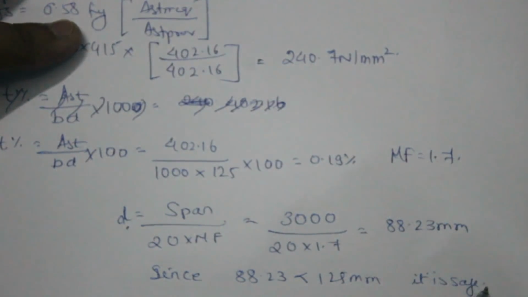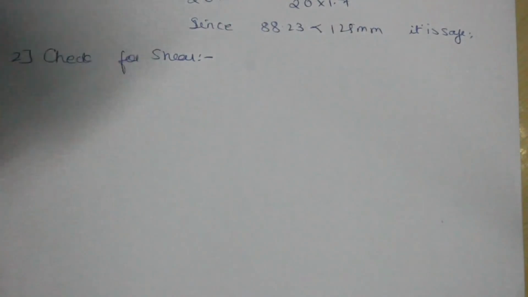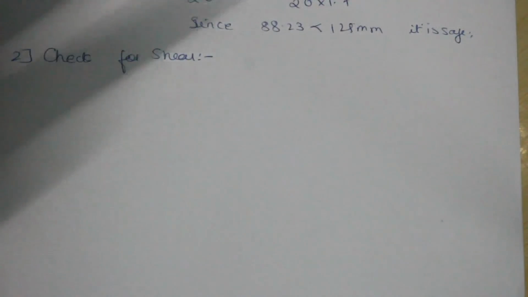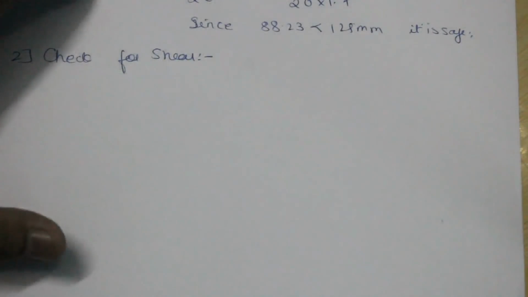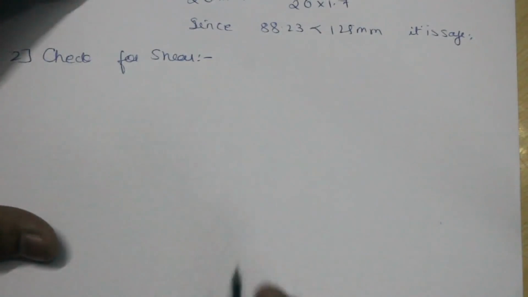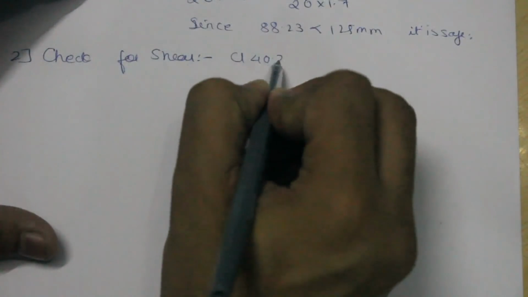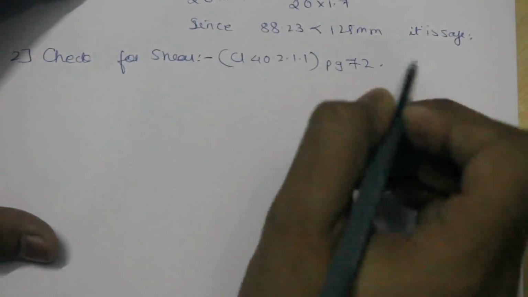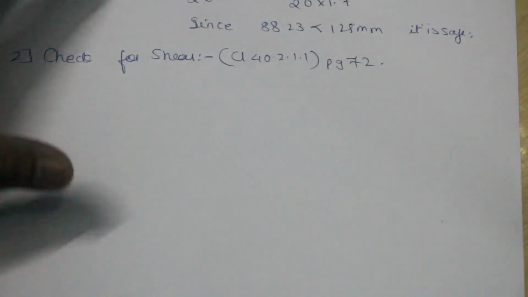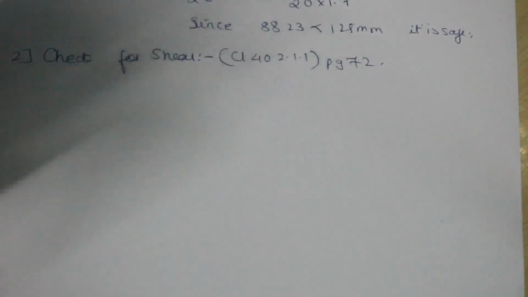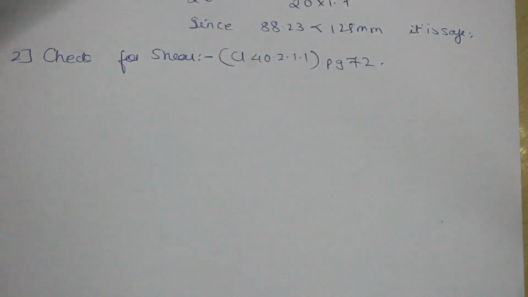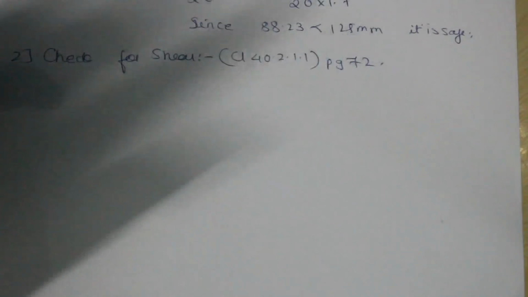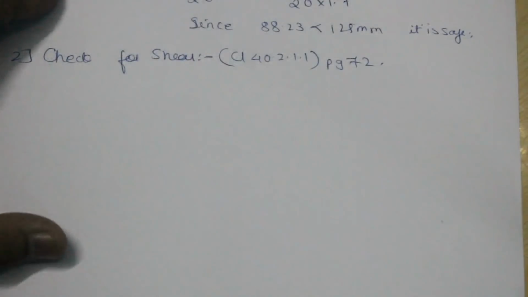Once you're done with the deflection check, the second check is the check for shear, and it is given in clause number 40.2.1.1 on page number 72. The shear check is somewhat similar to that of a singly reinforced beam. There is a little bit of difference here. I'll show you what the difference is.